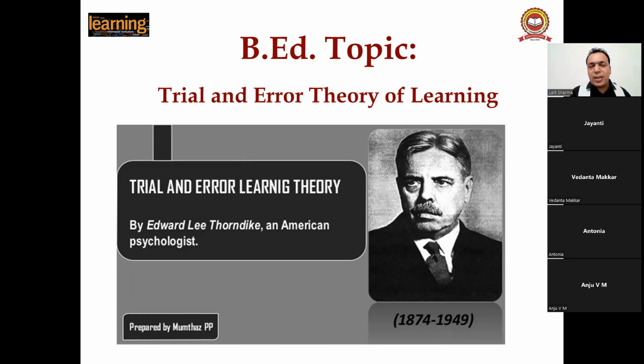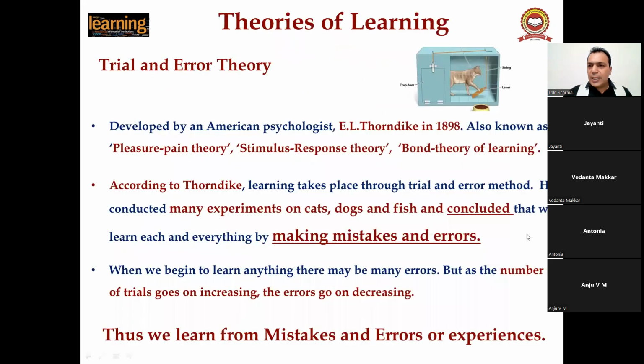So the first theory we are going to discuss today is the theory of learning which was given by the American psychologist Thorndike in 1898, right, guys? So Thorndike gave this theory in 1898. This theory is also known as the pleasure and pain theory.